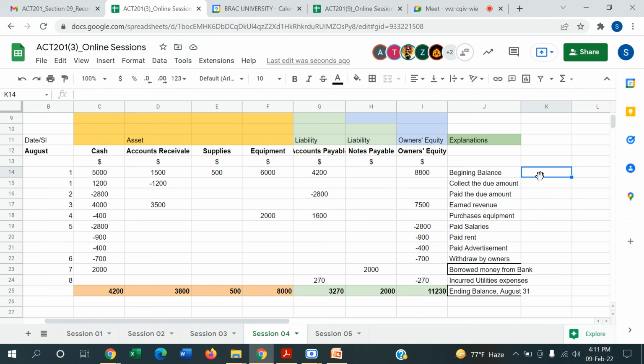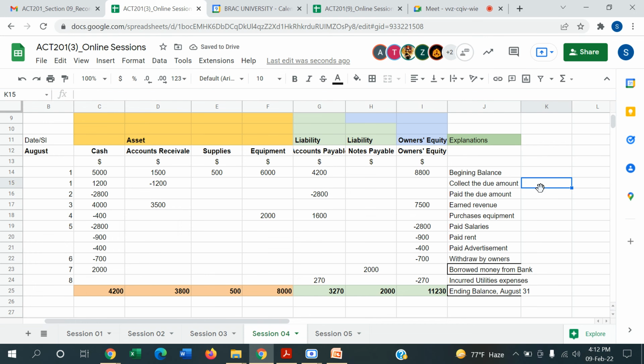Do you think that there is any revenue or expenses? In the first row, we have mentioned the beginning balance of cash, receivable, supplies, equipment, accounts payable, notes payable, and owner's equity. Is there any revenue or expense? No, sir. There is no new or old revenue or expenses, because cash, receivable, supplies, equipment are part of assets. Accounts payable and notes payable are part of liabilities, and capital is part of the owner's equity. So there is no revenue, no expenses.